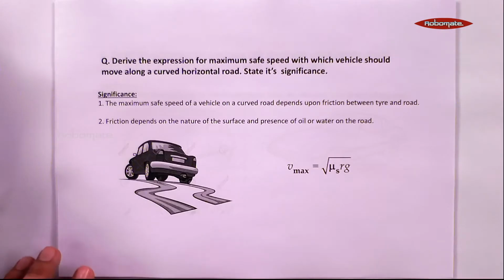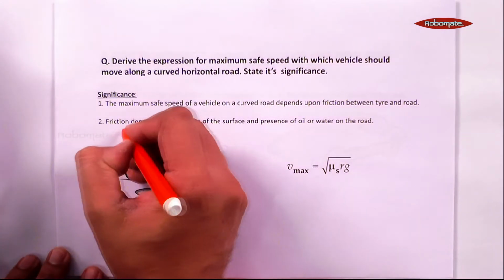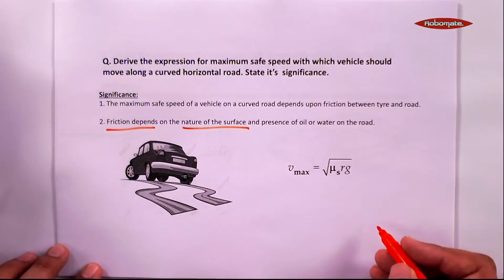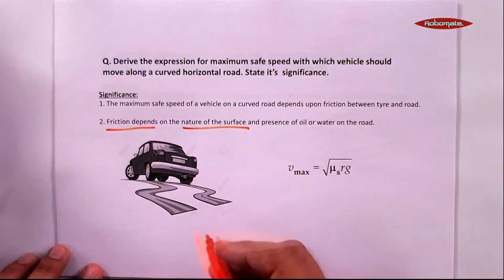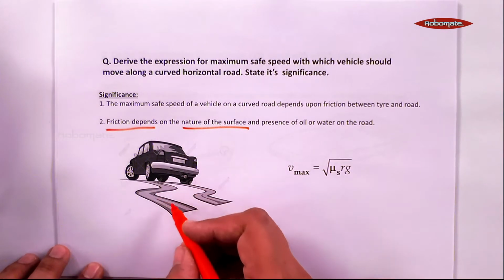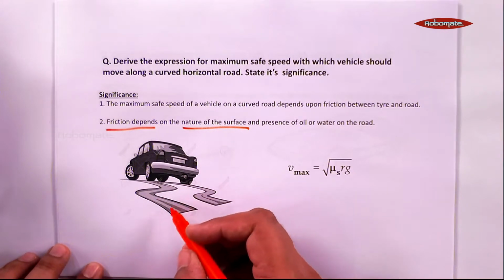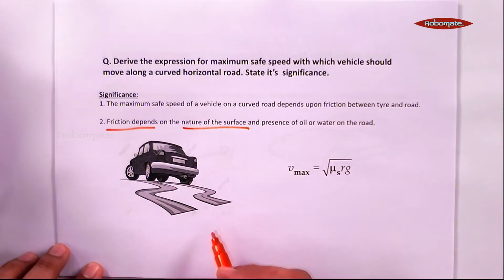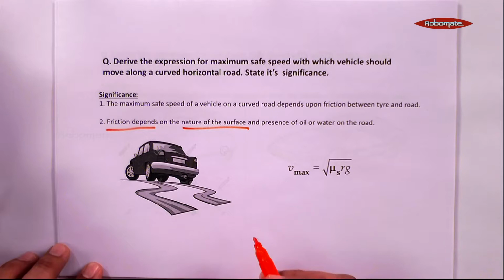Now, the second significance over here is friction, it depends on the nature of the surface. Nature of the surface means what? First of all, suppose it is a rainy season, there's a lot of water or the road is wet or there is some oil spillage on the road or there is sand on the road. Now, all these things decrease the frictional value.